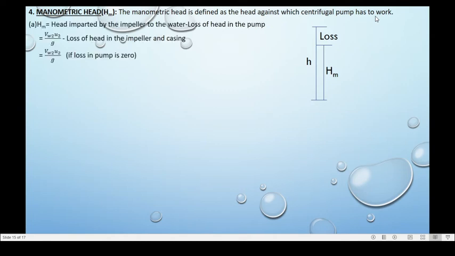Okay. So how is it given? Manometric head equals the head imparted by the impeller to the water minus your losses. So the head imparted to the water is Vw2 into U2 divided by g, minus your losses. And if there is no loss, then Hm is equal to Vw2 into U2 divided by g.